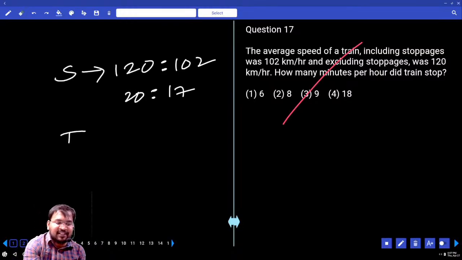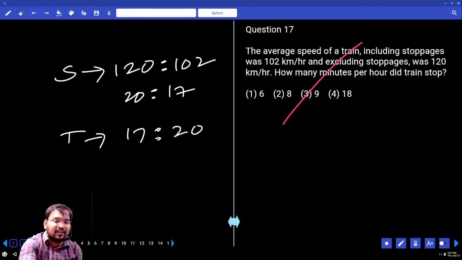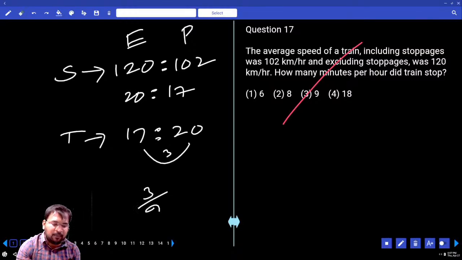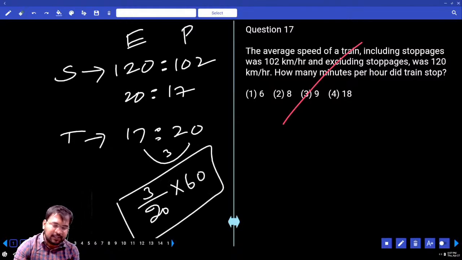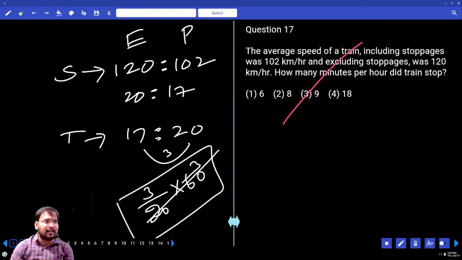Next, times are in the ratio 17 is to 20, inverse. This is express, this is passenger. So how many parts extra for the passenger? 3, that is 3 by 20 parts. They're asking in terms of minutes. This is in hours, that is the reason for multiplying by 60. 3 by 20 of 60 is 9. Are you ready?